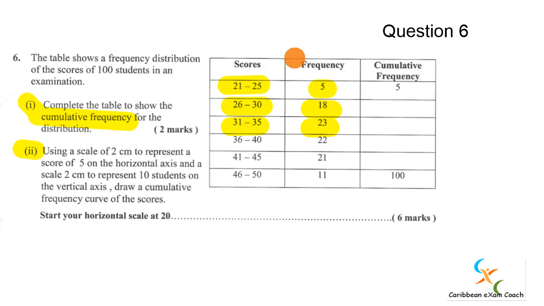So how do you get the cumulative frequency for this? Well, you add 5 and 18 to give you 23. And you add 23 and 23 to get 46. At 46 and 22 you get 68. Add 68 and 21 you get 89. So that's how you get the cumulative frequency.